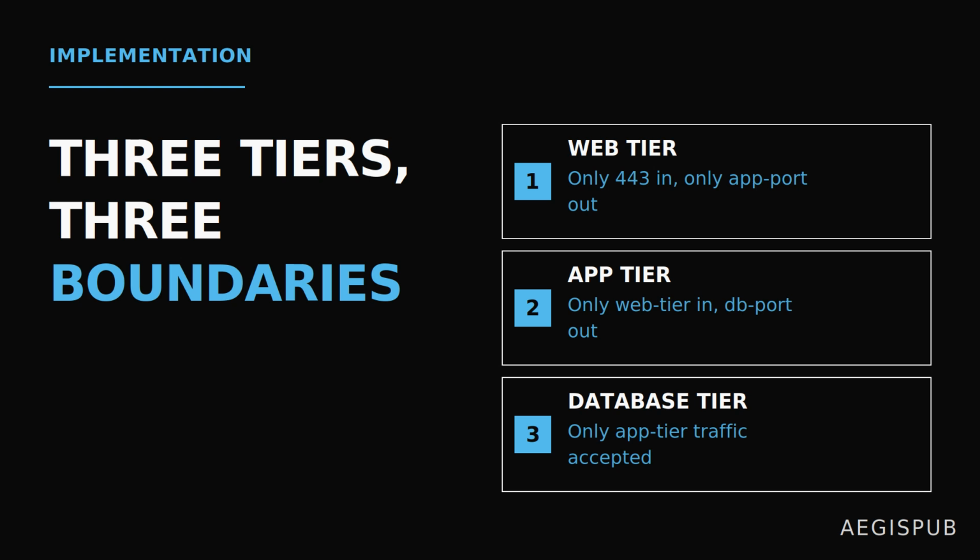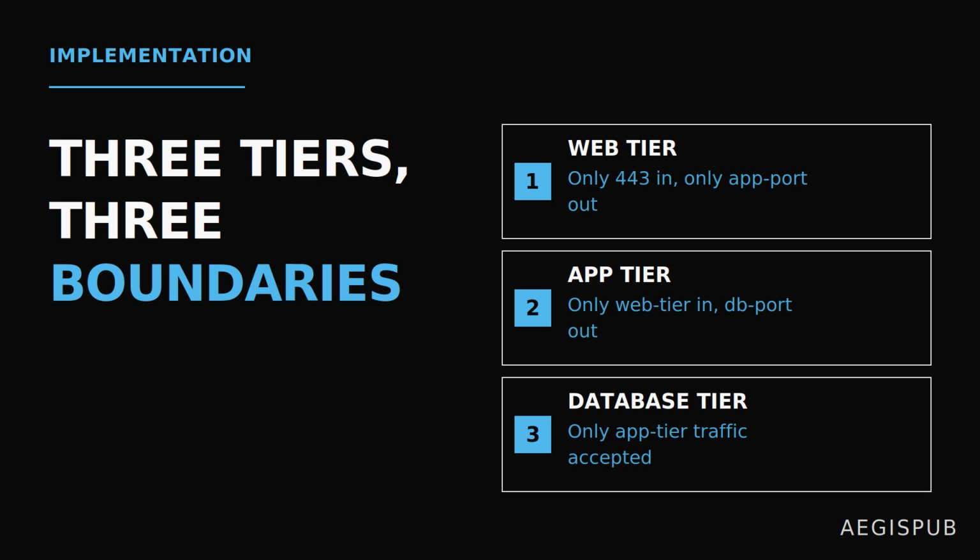The application tier security group permits inbound traffic only from the web tier security group, outbound traffic to the database tier security group on the database port, and inbound traffic from the management plane for deployment and monitoring purposes. The database tier permits inbound traffic only from the application tier security group. No resource in the database tier can be reached from the internet directly, from the web tier directly, or from the management plane except through the specifically defined management path. The additional non-obvious considerations are these.